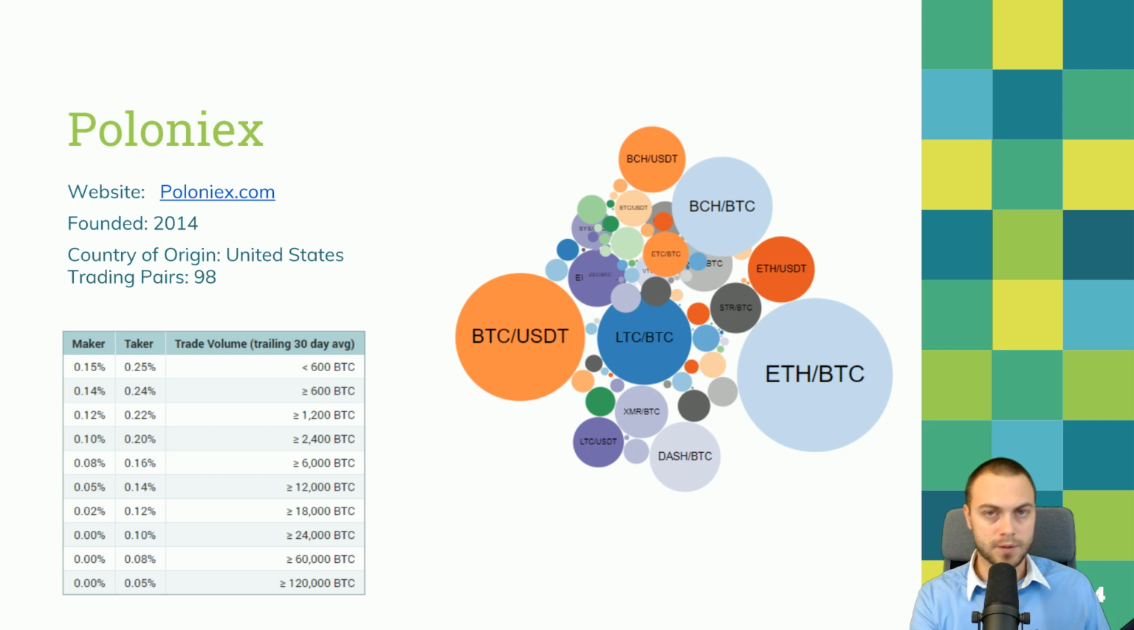It is over on Poloniex.com, and they have 98 trading pairs. And they seem to be adding a lot recently. Back when I first started out using Poloniex, I think they had only single-digit cryptocurrencies. And their fees vary depending upon how much you buy and sell.